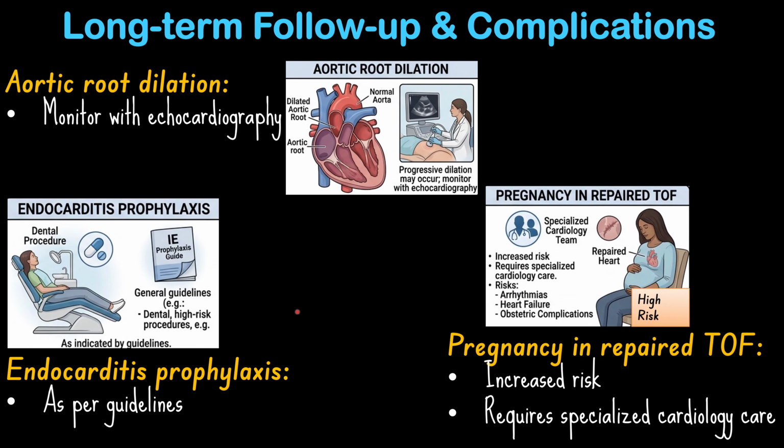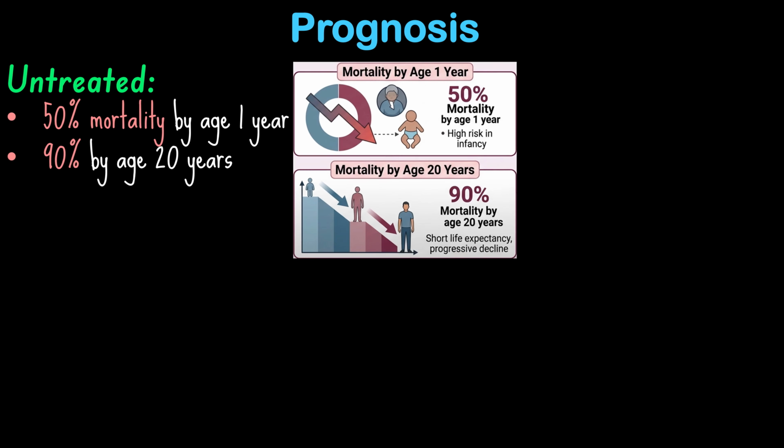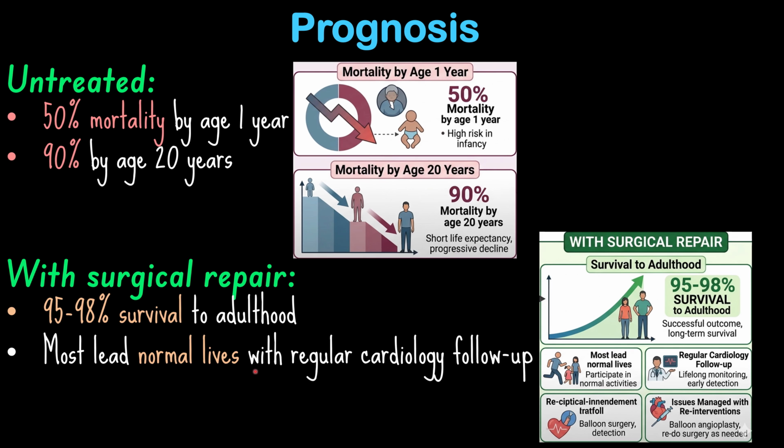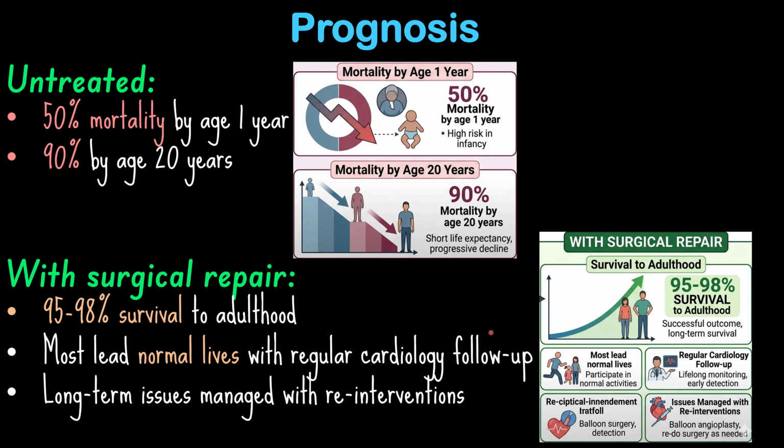Pregnancy in women with repaired Tetralogy of Fallot carries increased risk and requires specialized cardiology care. Prognosis without treatment is poor, 50% mortality by age 1 year and 90% by age 20 years. With surgical repair, survival to adulthood is 95 to 98%. Most patients lead normal lives with regular cardiology follow-up, though long-term issues may require reinterventions.